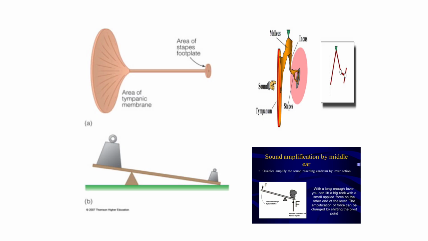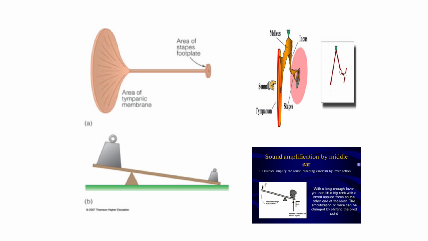Another is that the ossicular chain acts as a lever while transmitting the vibration, because the handle of the malleus is longer than the long process of the incus. How many times longer? 1.3 times. So there will be an enhancement of force of 1.3 times. So 17 times by the change of surface area, and 1.3 times by this lever action.